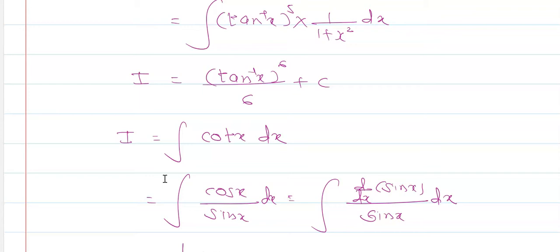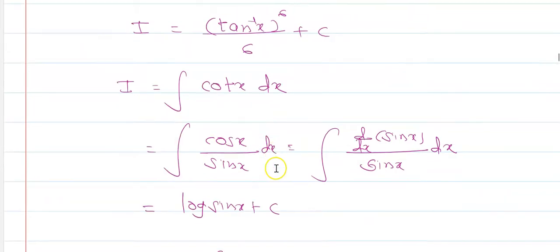We know the derivative of cot of x, which is minus cosec square x. Then what is the integral of cosec square x? It is minus cot of x. But for which function is cot of x the derivative? We can't say directly. Therefore, for that we use the method of substitution.